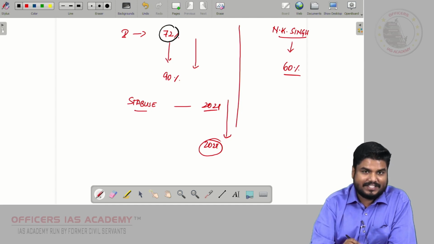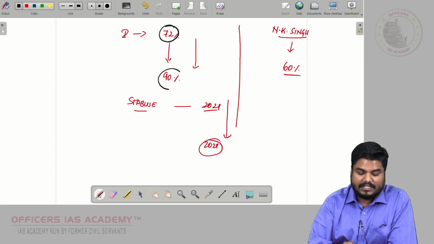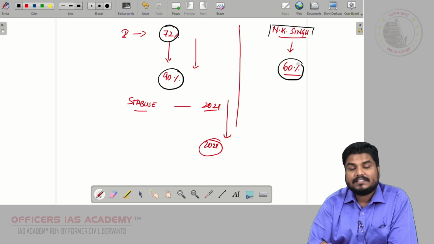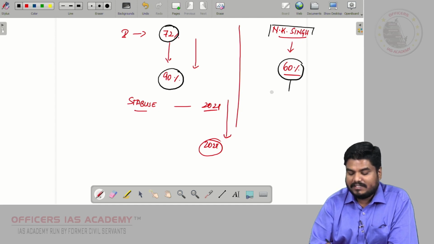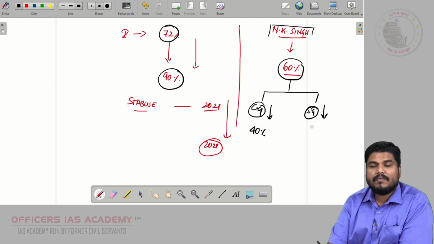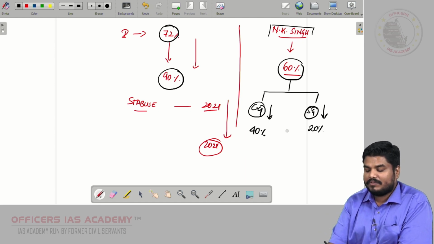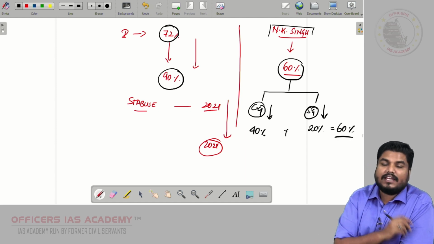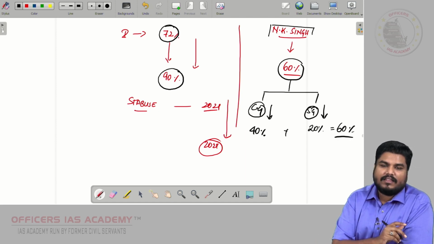We are at 72%. It is going to increase, touch or cross 90%. But what is NK Singh's recommendation? Bring it down to 60%. And he says that the central government's debt should be brought down to 40% and the state government's debt should be brought down to 20%. So, all put together it is going to be 60%. This is what the committee is recommending.